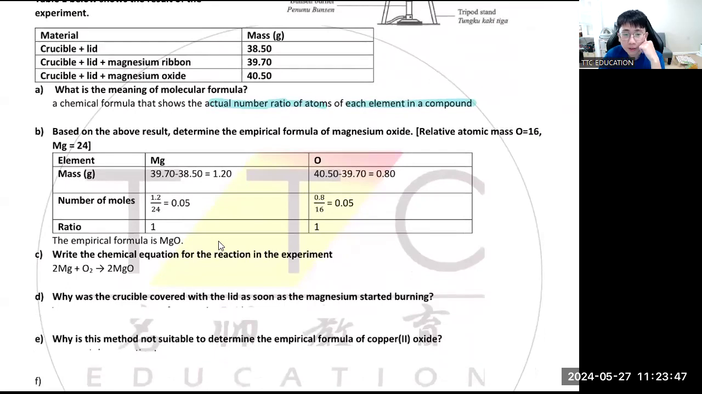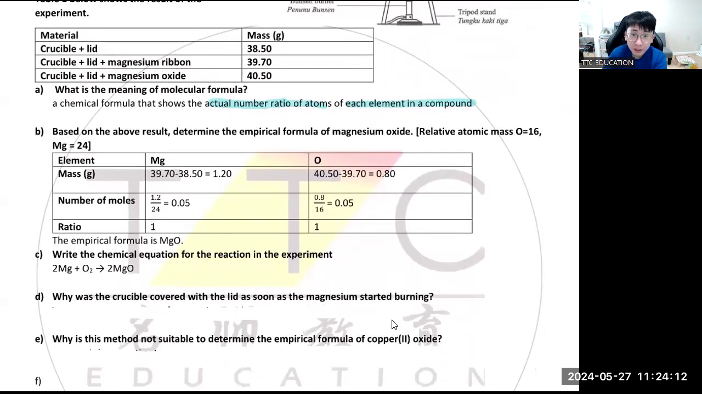Why was the crucible covered with the lid as soon as the magnesium started burning? This is a common question, guys. Copper oxide has its own precaution question, and magnesium oxide also has its own precaution question. So depending on which question comes out in the exam, be careful. Every experiment like this, they have to ask a precaution one. So why do we need to cover the lid as soon as the magnesium starts burning?